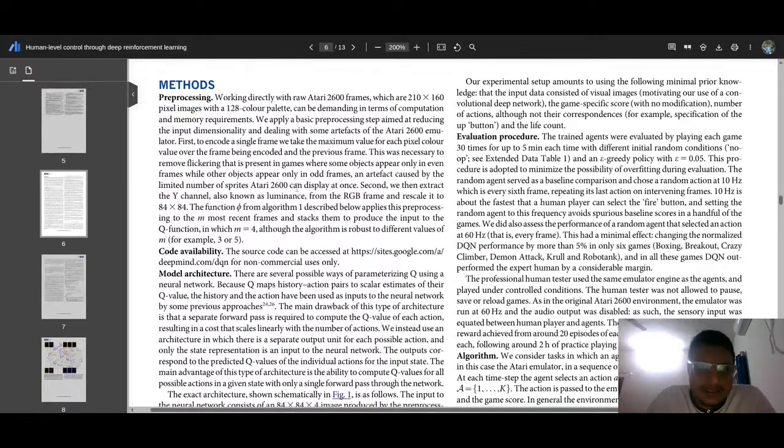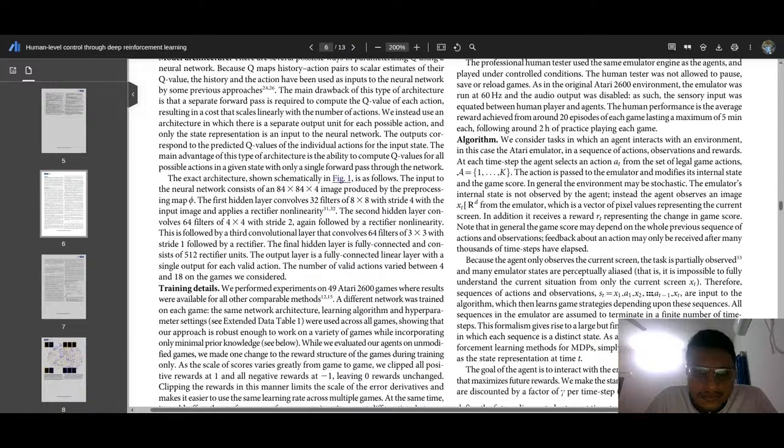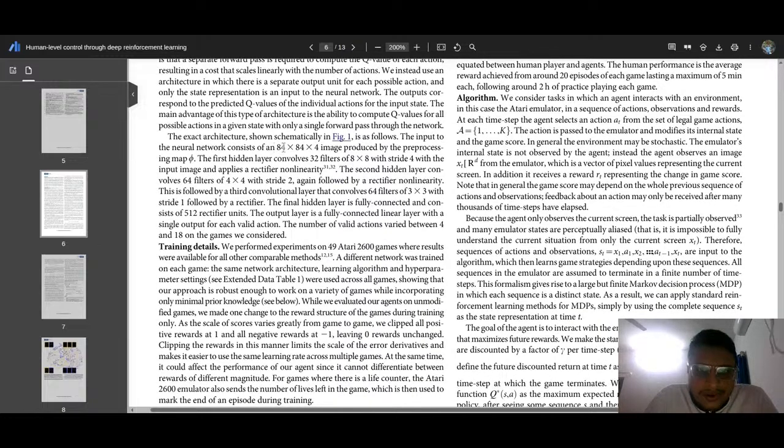Okay, I'm reading page number 5 of 13. This is working directly with the raw Atari 2600 frames, which are 210 by 160 pixel images with a 128 color palette, and 84 by 84 by 4 images produced by the preprocessing map. The first hidden layer convolves 32 filters of 8 by 8 with stride 4 over the input image, followed by a rectifier nonlinearity. The second hidden layer consists of 64 filters of 4 by 4 with stride 2, again followed by a rectifier nonlinearity. This is followed by a third convolutional layer of 64 filters of 3 by 3 with stride 1, followed by a rectifier.